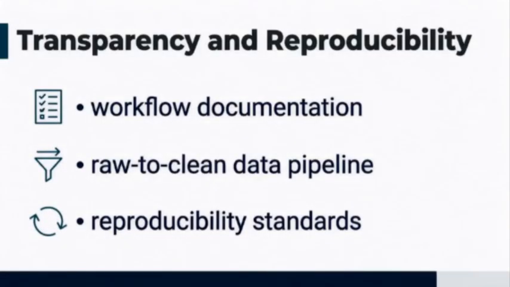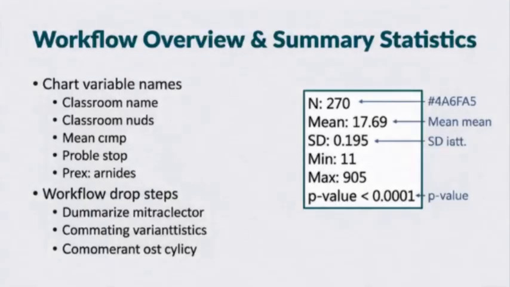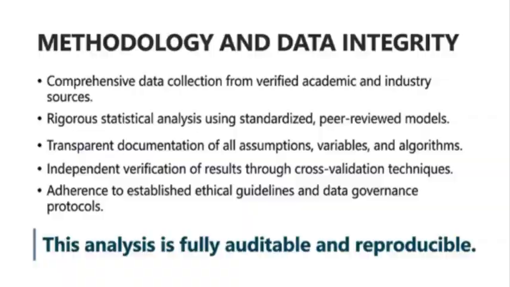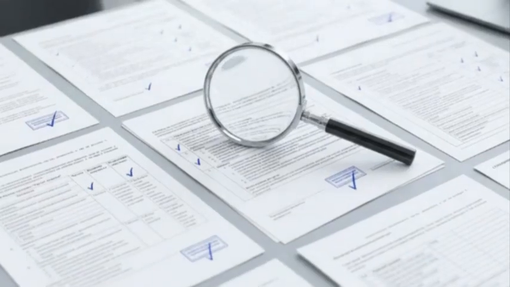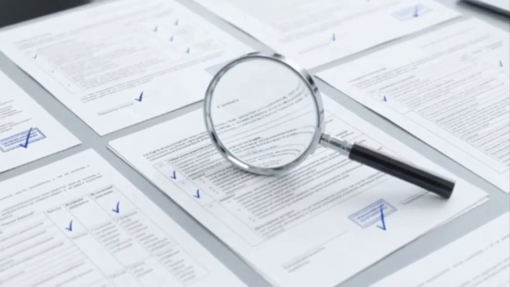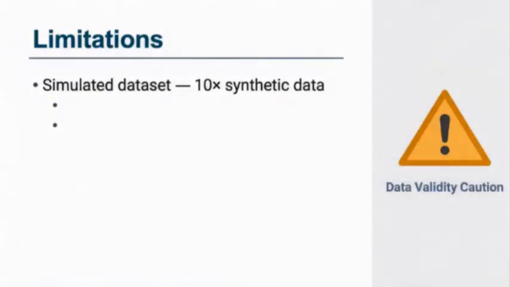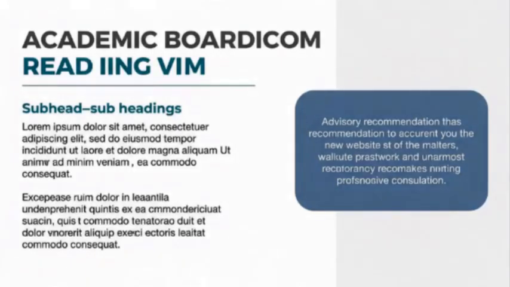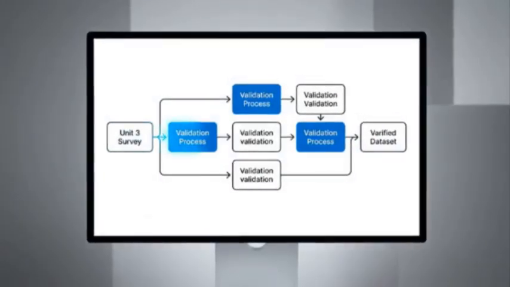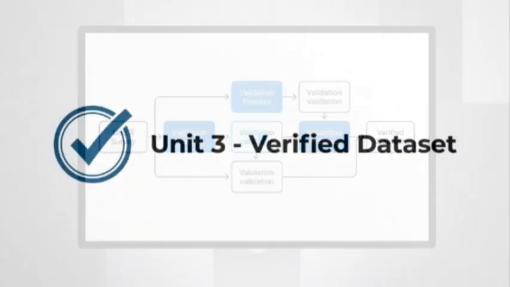Fourth, transparency and reproducibility. The workflow clearly documents all raw to clean data processing steps, the variables used in each chart, and the summary statistics. This comprehensive documentation makes the entire analysis auditable, allowing others to scrutinize and verify our work. Finally, we must state the main limitation clearly. The 10x dataset is simulated. It's a realistic model, but it's not real-world data. Therefore, the safest and most logical next step is to repeat this same workflow on the genuine Unit 3 survey or another verified real dataset to validate these initial findings.